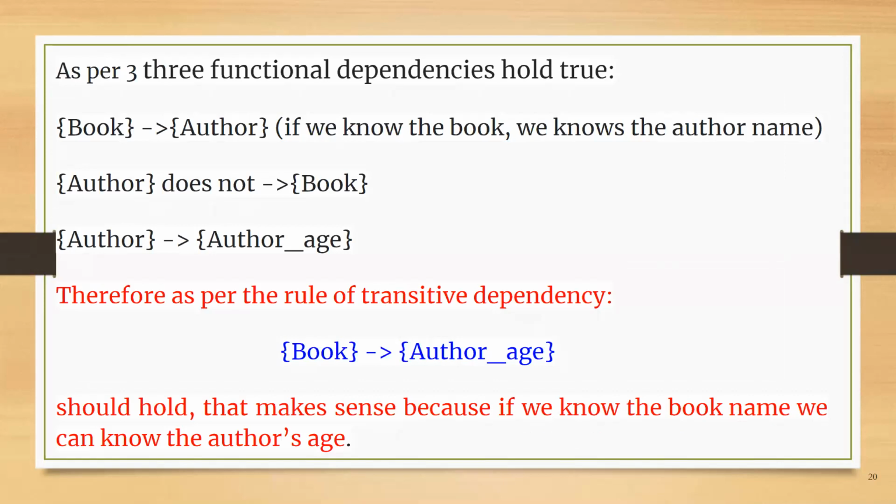So here, as per the rule of transitivity, we can conclude that book and author age are in a transitive, that is a third, relationship. If they are together, it will make some sense, because if we know the book name, then we can know the author age. Transitive is always a third relationship, and here, as per the rule of transitivity, the attributes are book and author age.